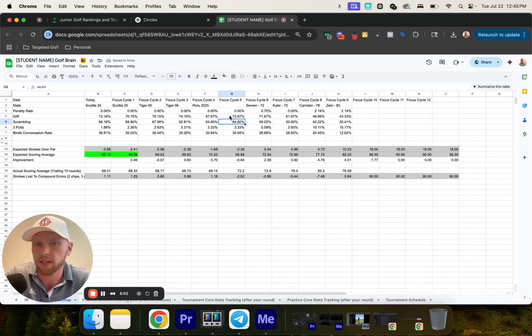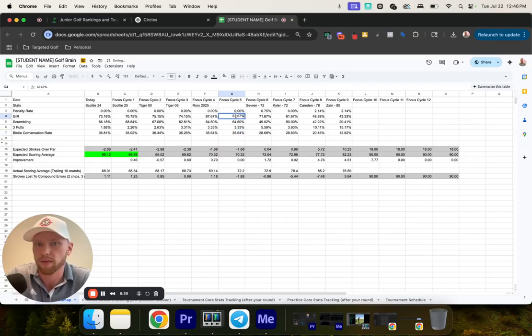So in this case, if he improved his greens in regulation closer to where Scotty's at, 73. So if he's at 67, if he got it to 72, he'd improve by 0.64 shots. Okay. If he improved his scrambling to 69%, which I'm not even sure is possible, he'd improve by 0.29 shots. Not really that much. If he improved his scrambling to 72%, it doesn't really move the needle that much. And if he improved his birdie conversion rate to 40%, he'd improve by 0.61 shots.